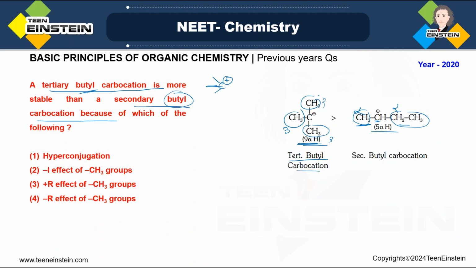Now it is true that here plus I effect is possible from 3 sides. Here it is possible from 2 sides. So you can say inductive effect is also responsible. But plus I effect is not present in the options. Minus I effect is mentioned, but how minus I effect? That is not possible. Resonance effects, plus or minus, are obviously not possible because there is no resonance happening here. So the only option left is hyperconjugation. So that is why we will choose option 1 as the correct option. Because of the higher number of hyperconjugable hydrogens in the first carbocation, this is more stable. This is the reason why it is more stable.